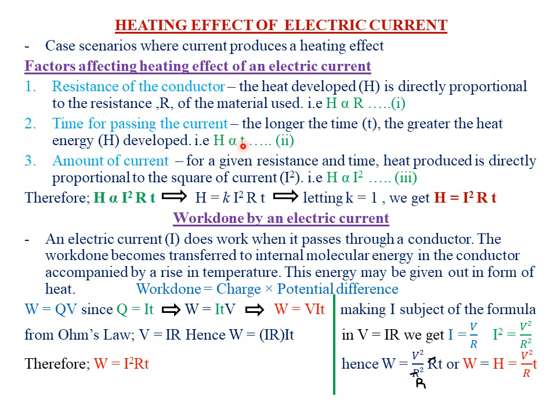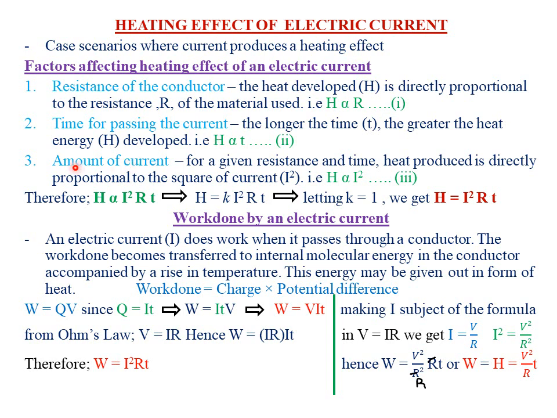That simply means if you pass current through a conductor for a longer time, we expect that current to be resisted. Hence, most of the electrical energy will be converted into heat energy. Therefore, the longer the time of passing electrical current through a given conductor, the higher the heat developed.